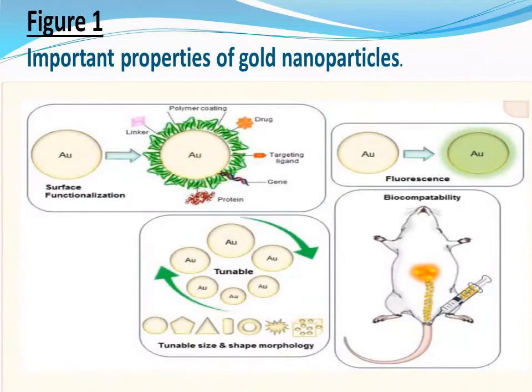Important properties of gold nanoparticles: it has surface functionalization, so we can load drug or gene or protein on it. It has fluorescence properties that enable us to make imaging. It has tunable size and shape morphology that enable us to use it in different ways. It has biocompatibility properties that we can use in animals and cell lines.